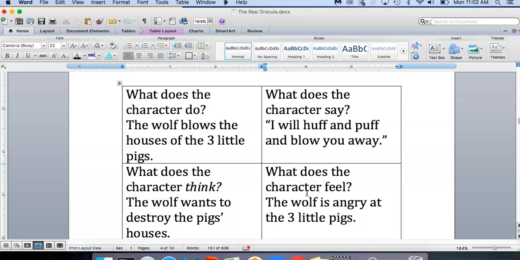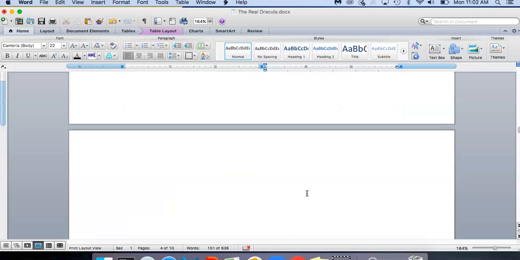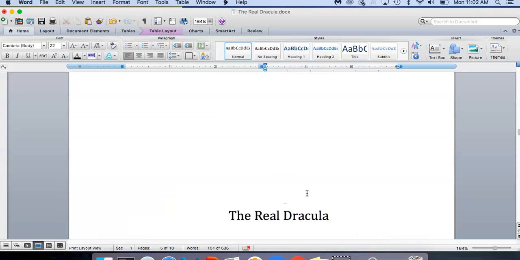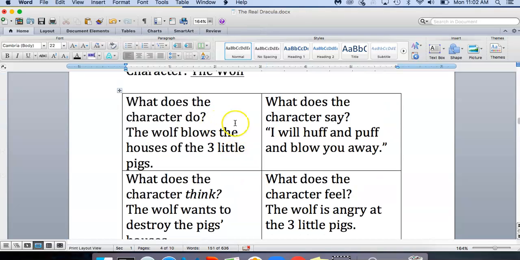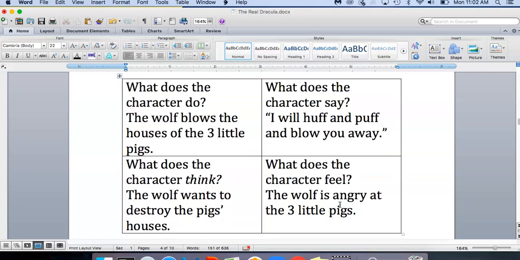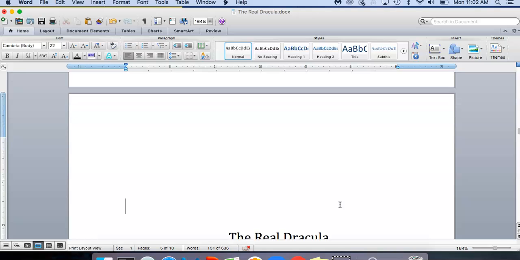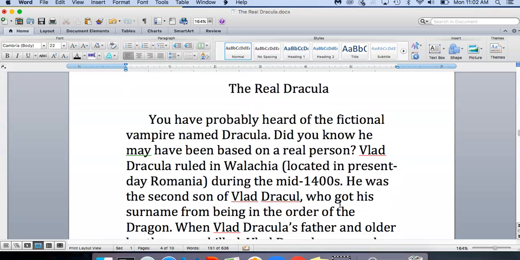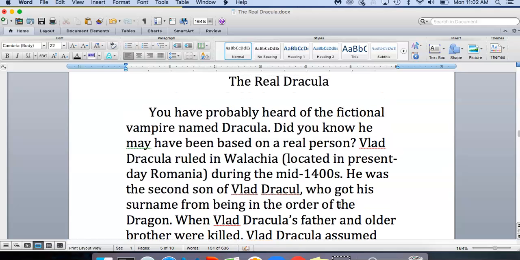When we are reading the story, The Real Dracula, you will talk about what Dracula does, says, thinks, and feels. For the think and the feel parts, you have to make an inference or an educated guess based on what you know after we have read the story. Let me put this higher so you can see it. So, The Real Dracula. You have probably heard of the fictional vampire named Dracula.